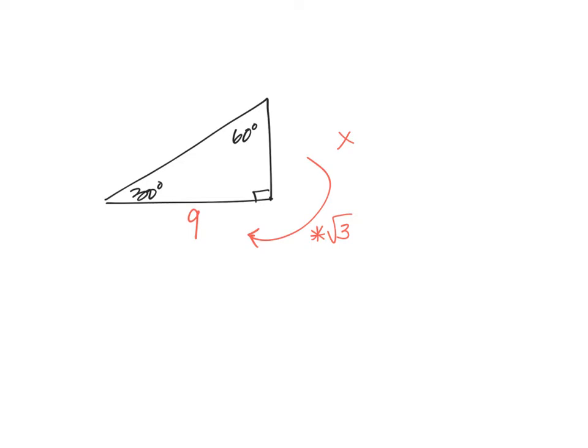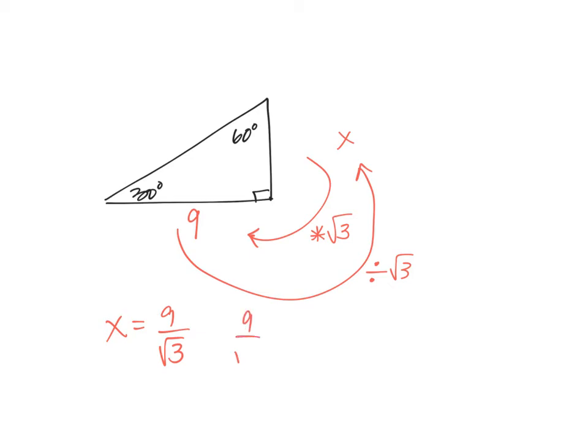Now, if we want to find the short side from the long leg, we can do so, but we would have to do exactly the opposite, which means that we would be dividing by the square root of 3. So if we do that in this case, we would have x, our short side, is equal to 9 divided by the square root of 3. Now, that's a little messy, and we don't want to leave it like that. So we are going to do what we call rationalizing.